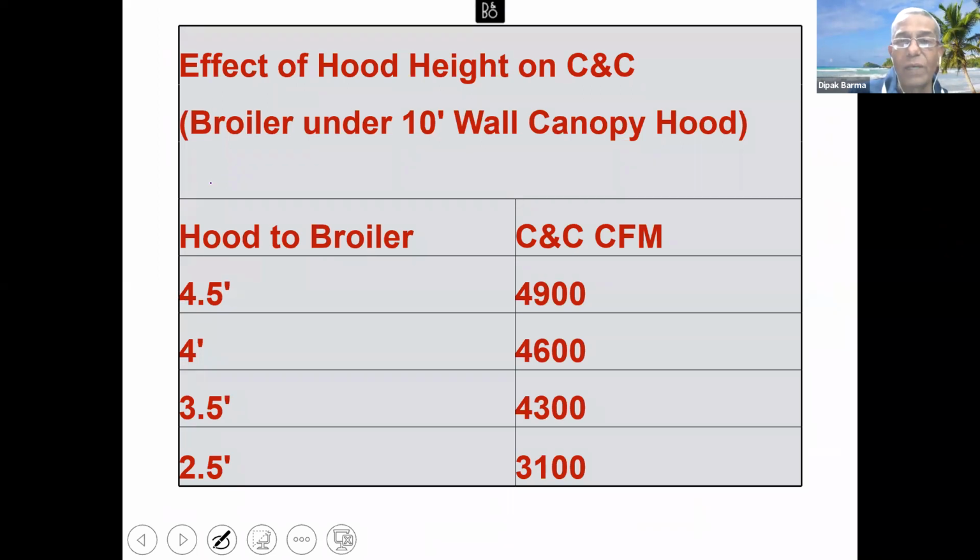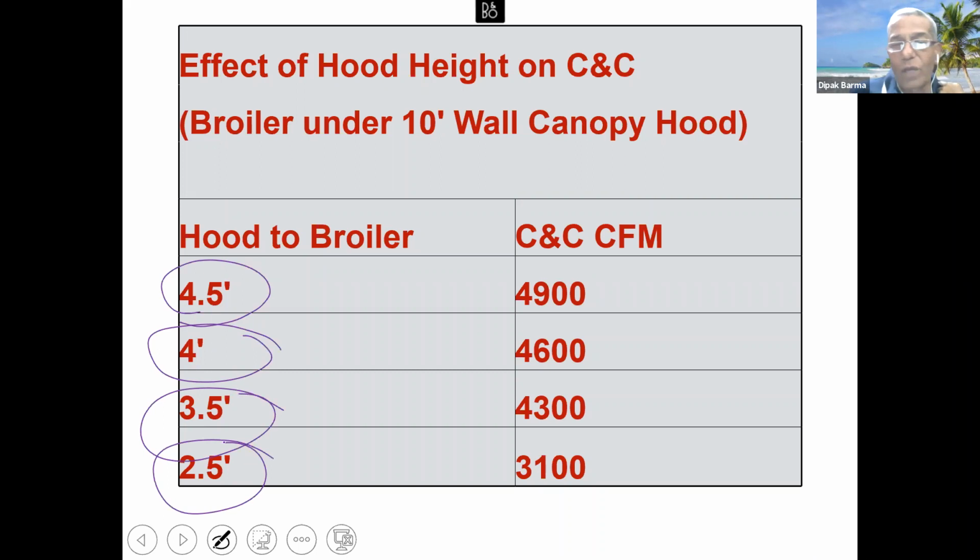Same thing for the canopy hood, wall canopy hood of the broiler. Now here what we're talking about is the height of the hood. From the cooking area, if the height reduces, like I was talking to you about, the airflow requirement reduces. If the height increases, you have to have a higher airflow requirement and maybe even a higher overhang.